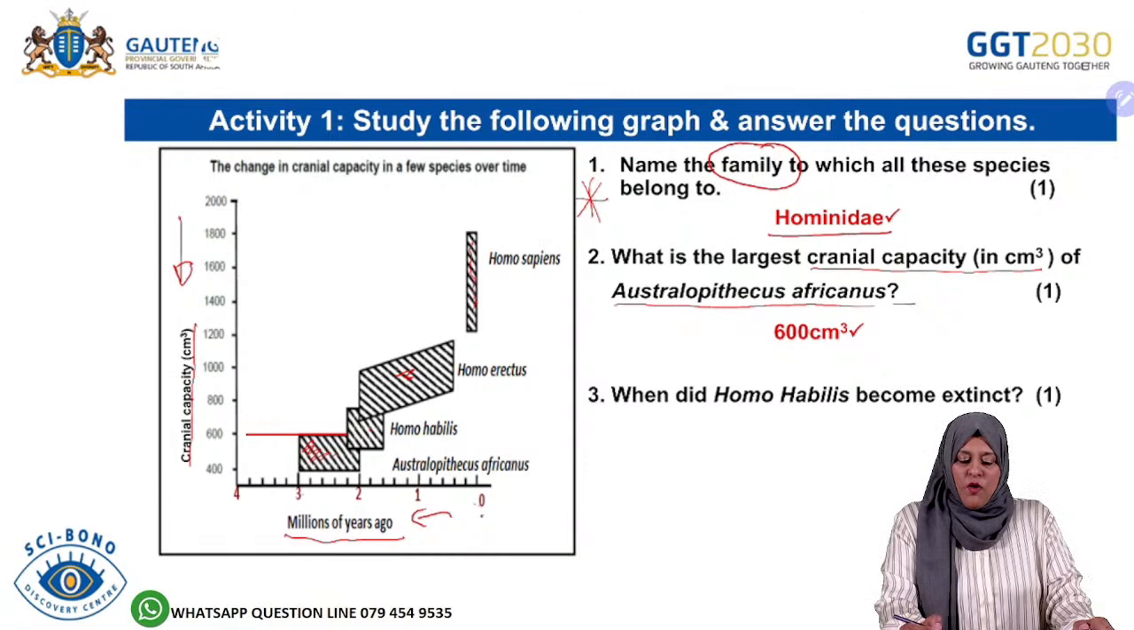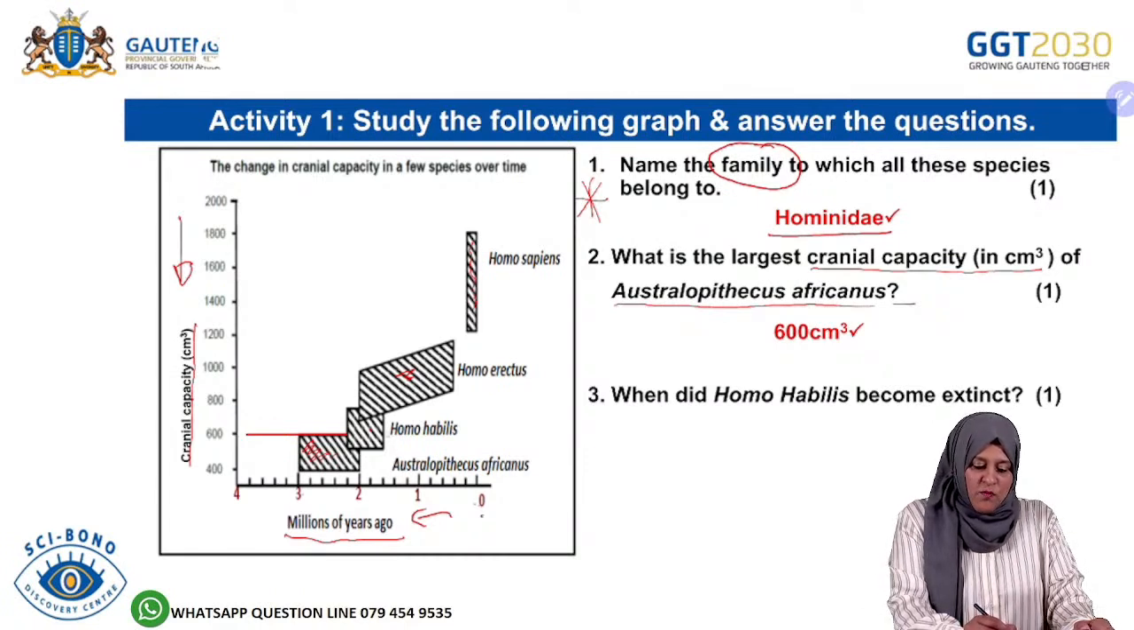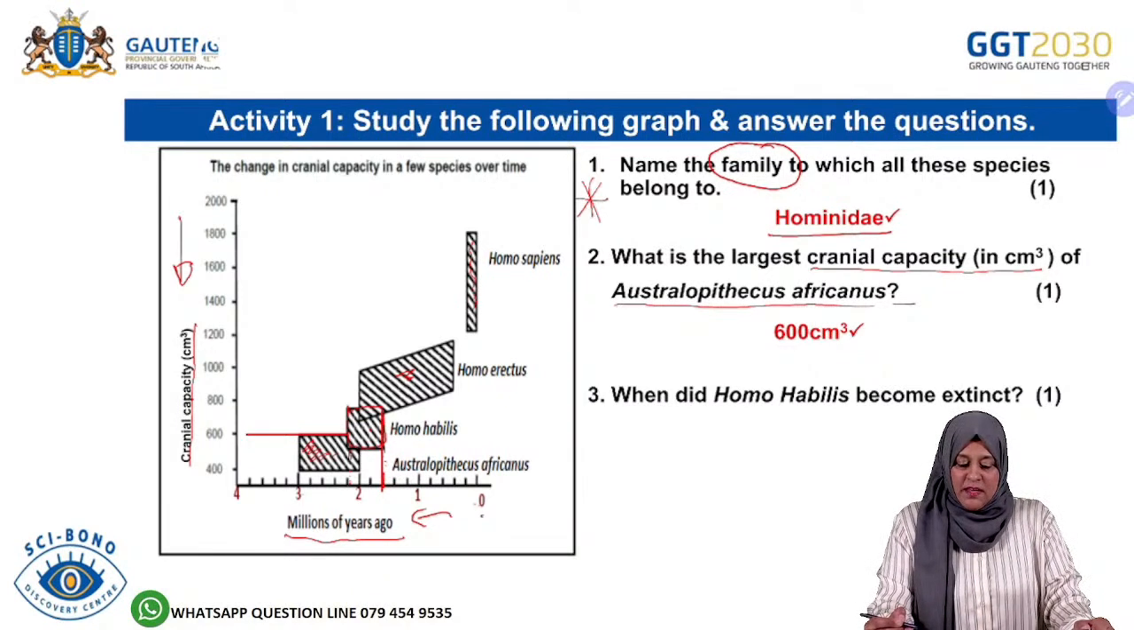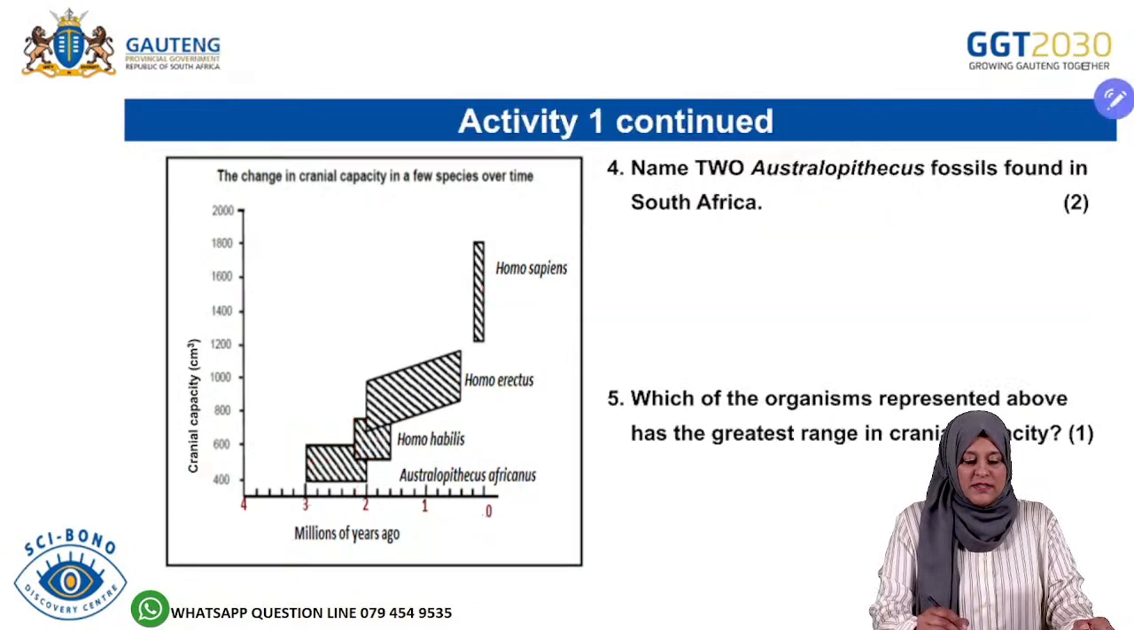When did Homo habilis become extinct? So let's look. There's Homo habilis in this square here. Homo habilis started around that time and became extinct around this time here. So that's 1.246 million years ago. That's when they became extinct. Okay, let's move on. This Activity 1 is continued.